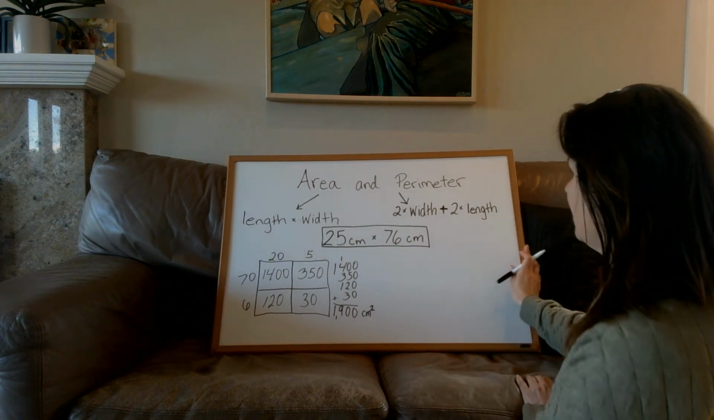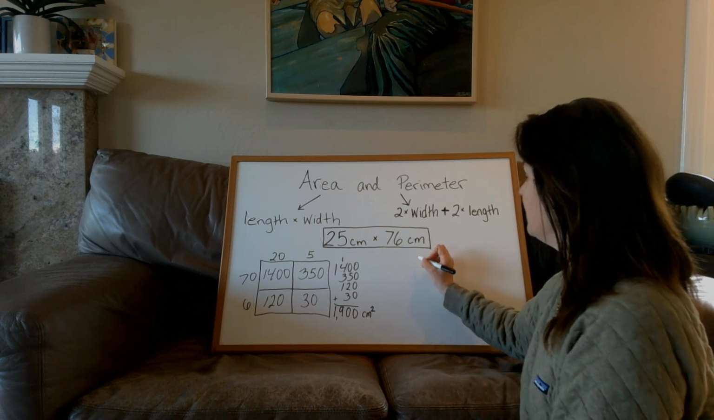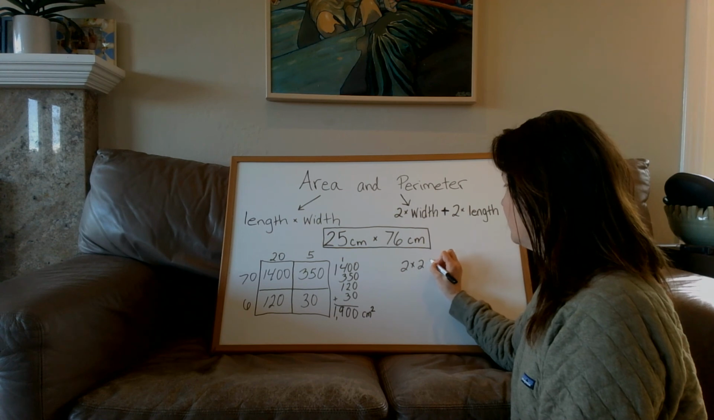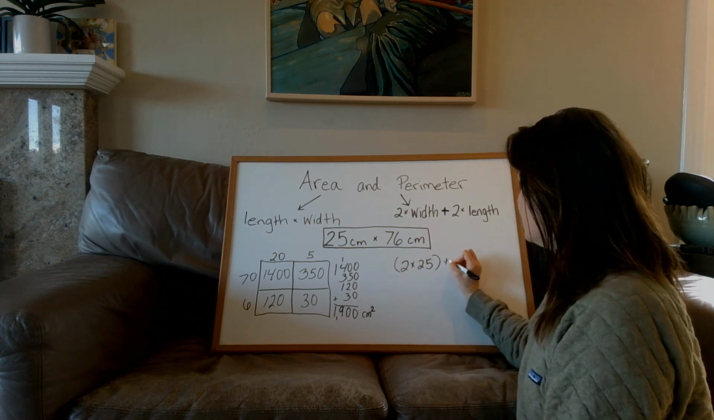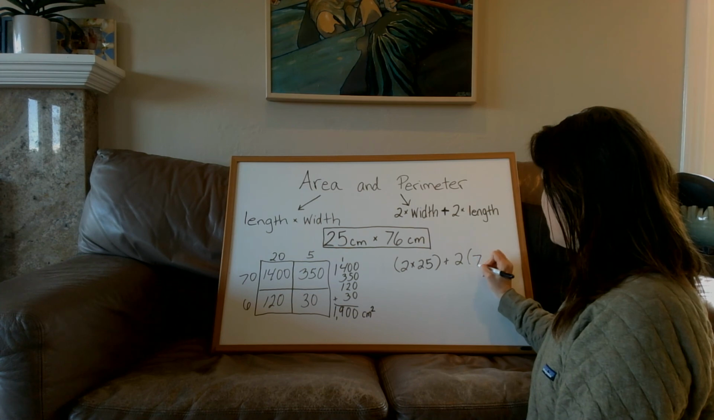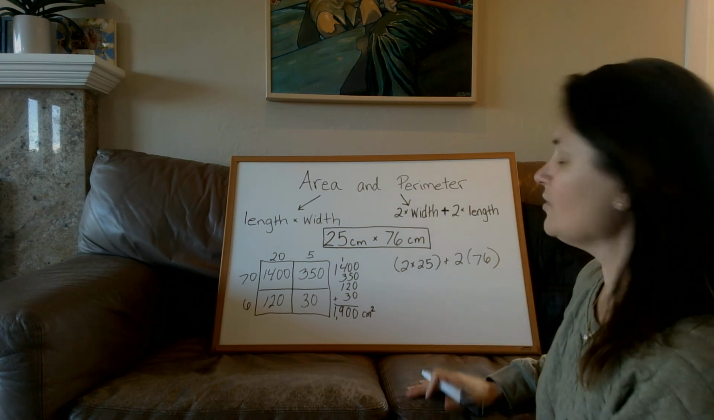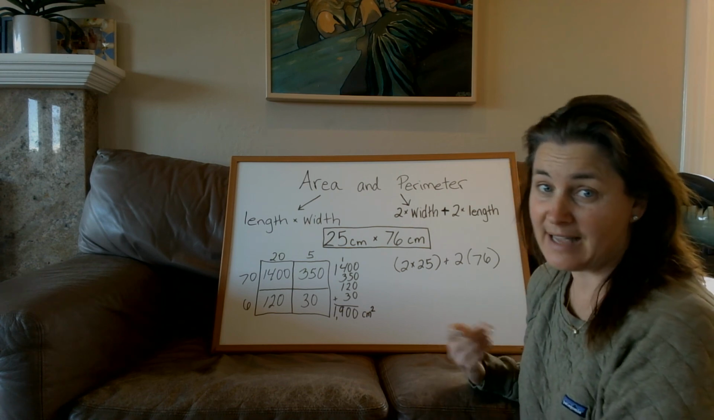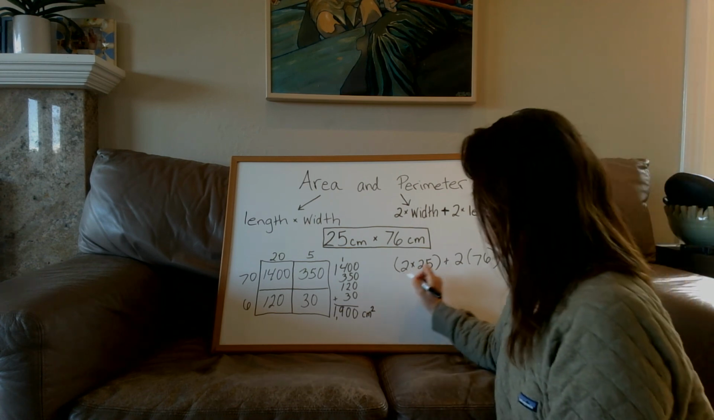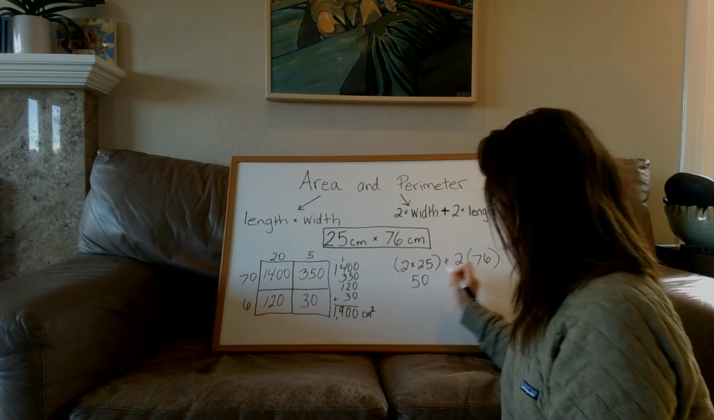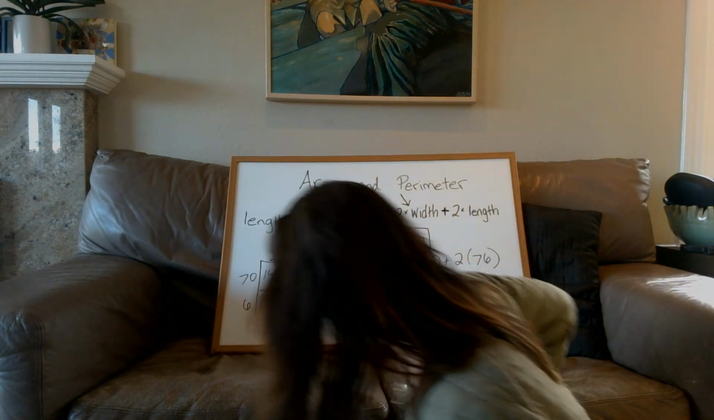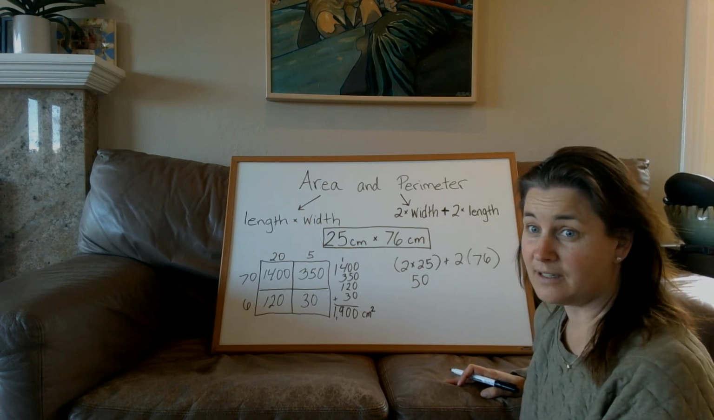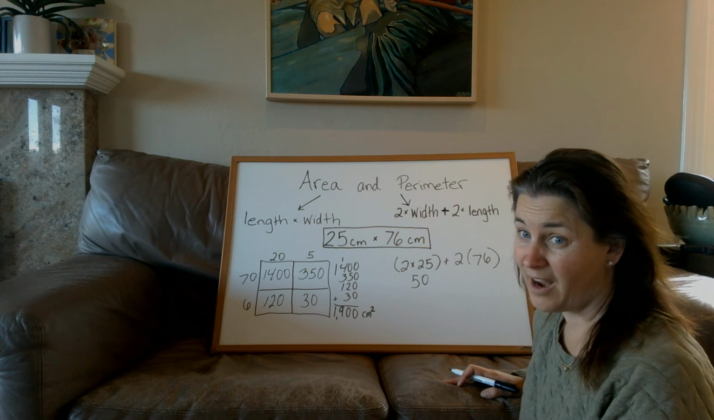All right, perimeter. You probably, hopefully, did 2 times 25 plus 2 times 76. So 2 times 25. If we think of quarters, we can pretty simply say that that's 50, right? 76 might be a little trickier. You could double 70 and then double 6. So 70 doubled is 140, right?